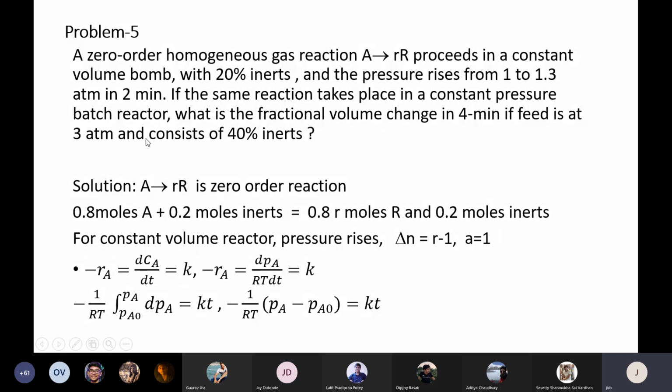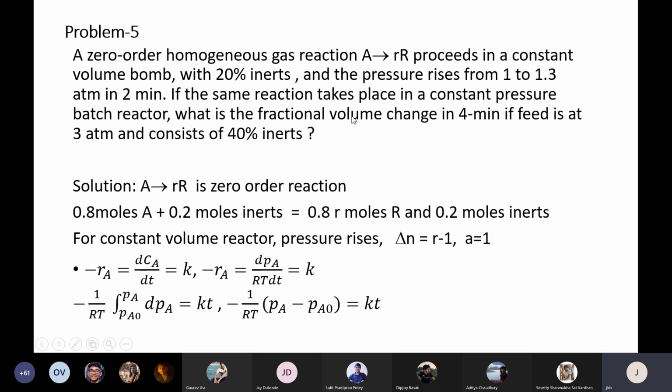In the Levenspiel book you will find various types of problem where the first part is either zero order, first order, second order, any type, using a constant volume bomb in order to find out the rate constant, and secondly that data you have to use for finding the reactor design. If it is a plug flow reactor, then we can find out the volume of the plug flow reactor. But here it is a batch reactor, so you can find out the volume change, or you can find out the time required if volume change is specified.